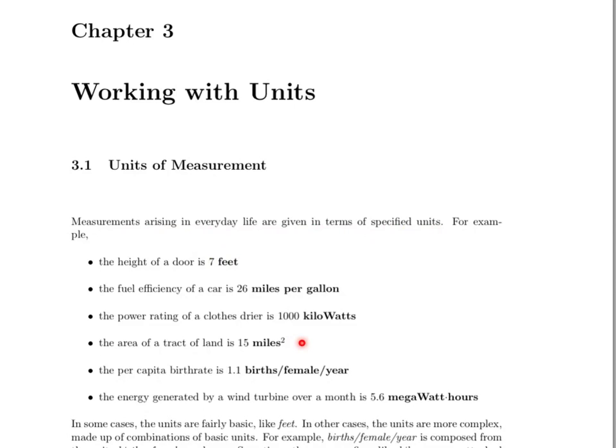The area of a tract of land is 15 square miles. The unit of measurement is square miles. The per capita birth rate is 1.1 births per female per year. The unit of measurement is births per female per year. The energy generated by a wind turbine over a month is 5.6 megawatt hours. The unit of measurement is megawatt hours.